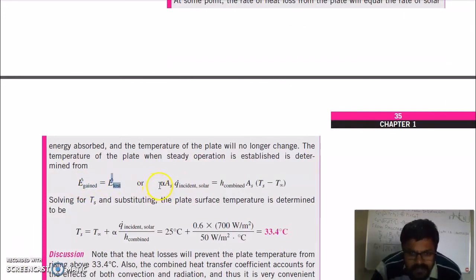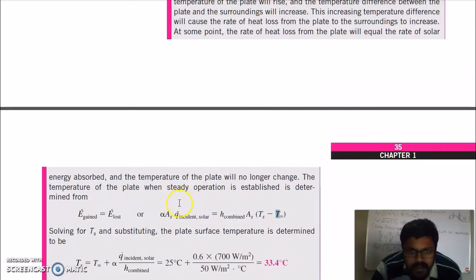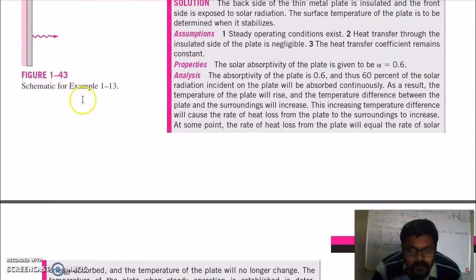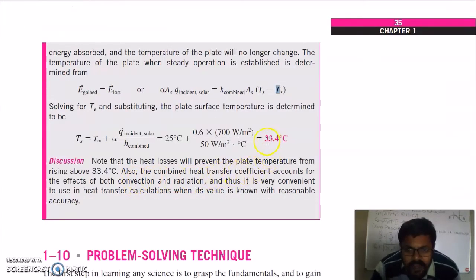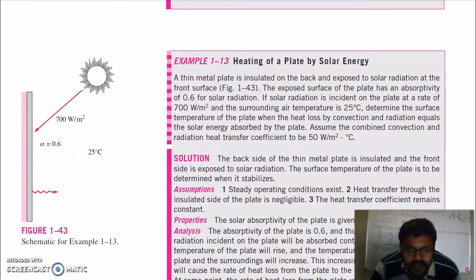So this is energy gained, that is alpha, area of the plate into incident solar radiation, that is 700 watt per meter square. This must be equal to the combined convection and radiation coefficient into the surface area of the plate into (temperature of surface minus temperature of the air). Area will cancel out, and on solving and rearranging you will get 33.4 degrees Celsius. So the heat loss from this plate will prevent the surface temperature from rising above 33.4 degrees Celsius, meaning this plate temperature won't rise beyond this value. So this is up to here.